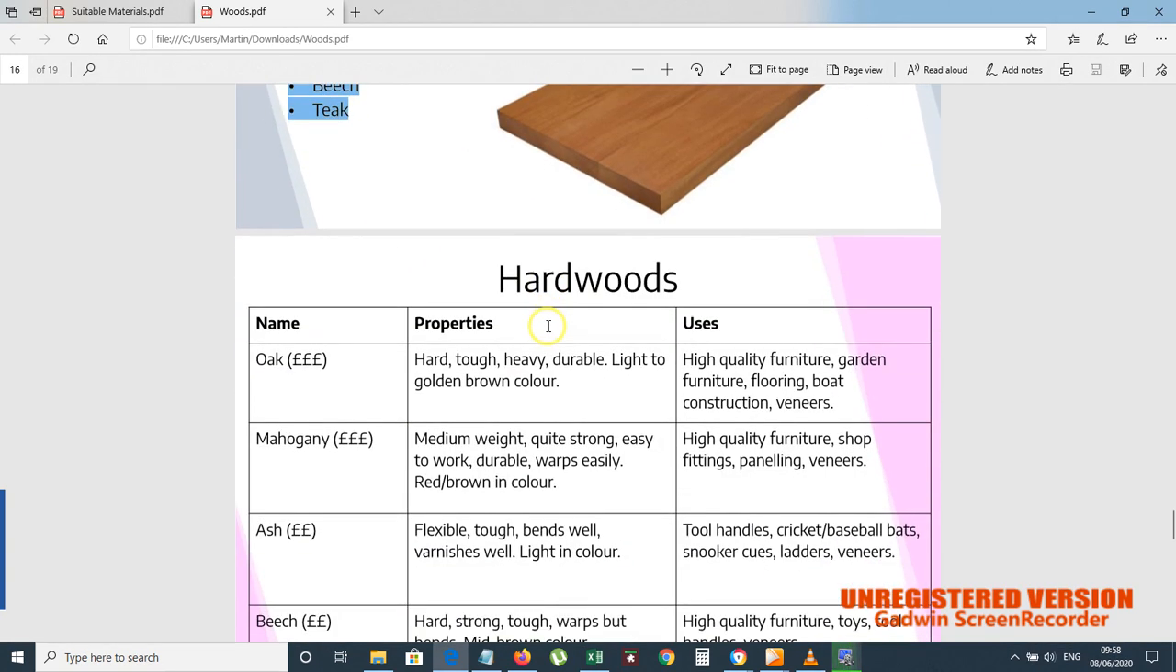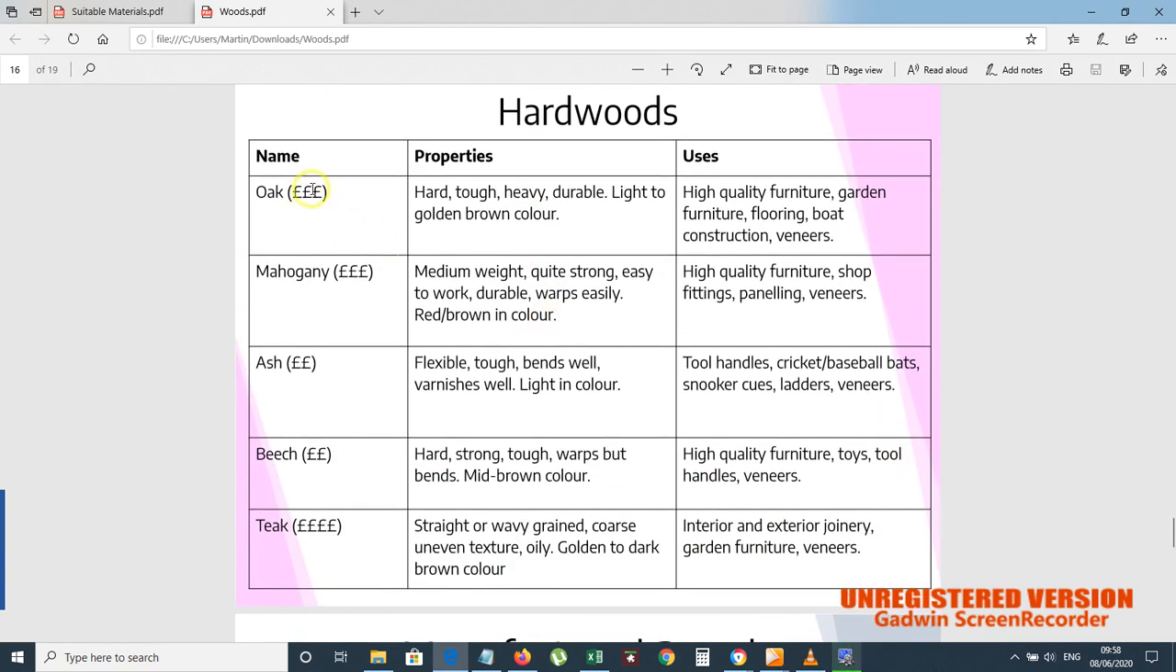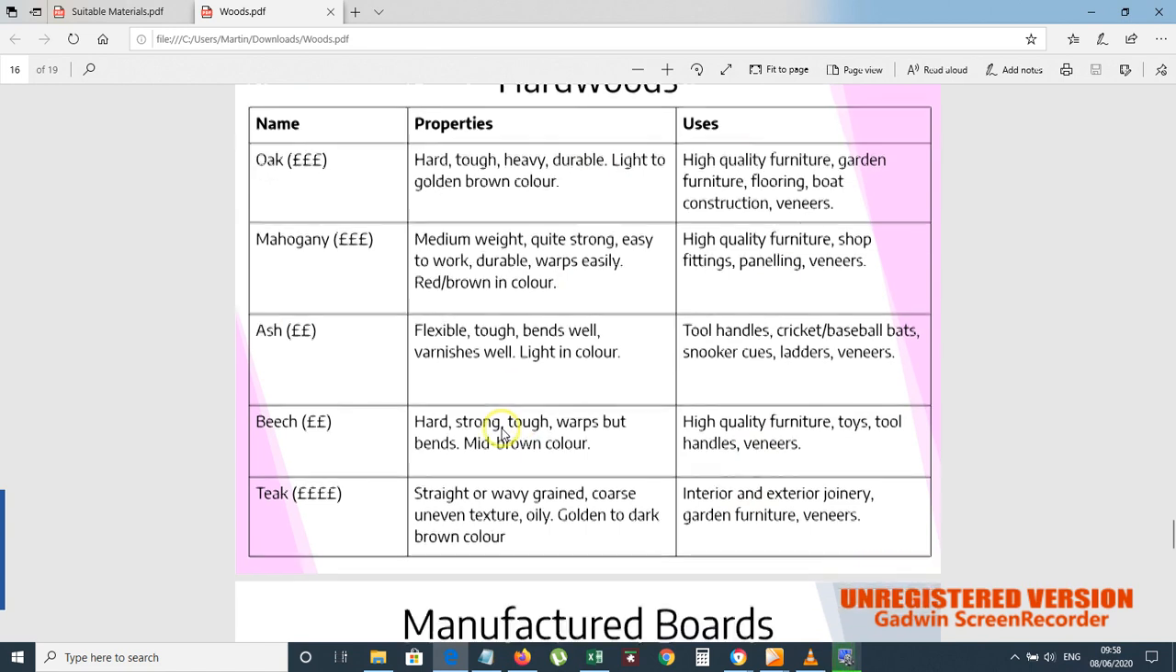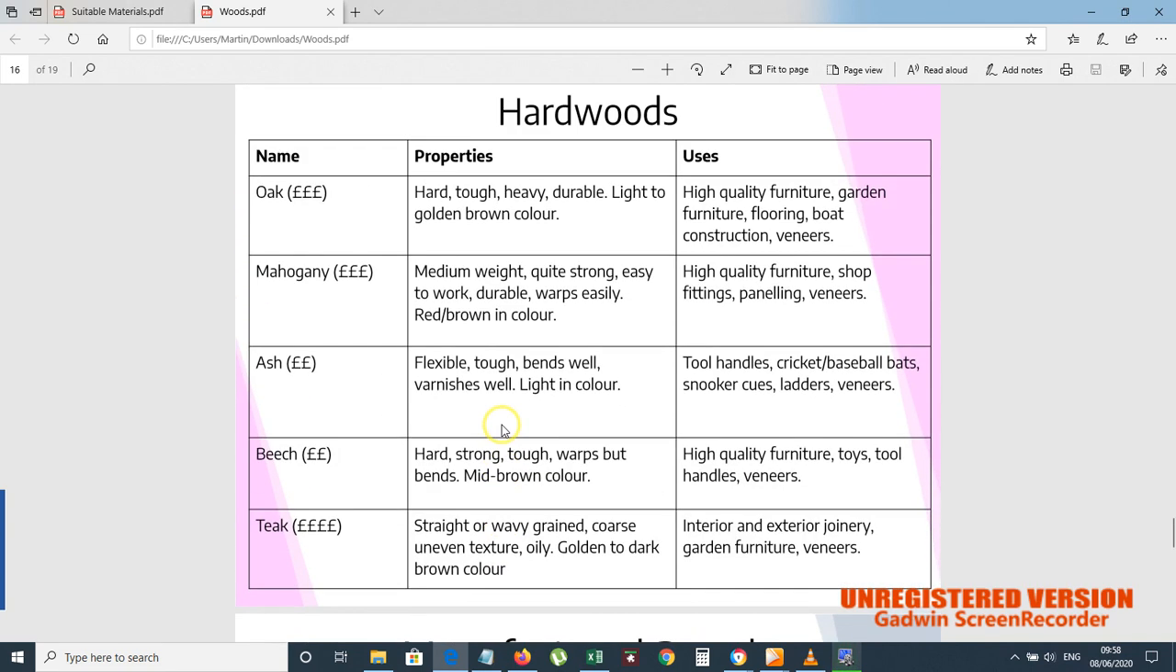And again, I've got my nice little table here, and the little pound sign relates to the cost. So you can see hardwoods are significantly more expensive than softwoods, but look at the uses: mostly high quality stuff, things which are going to be used on a regular basis, and I'll get you to think about that as you go round about your houses. Okay, we'll leave it at that just now.